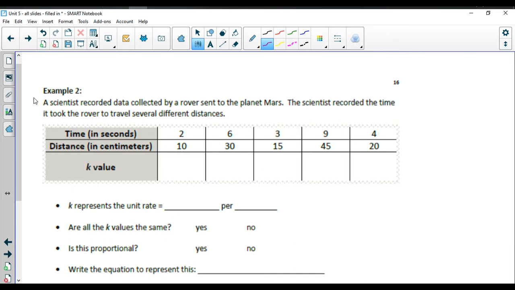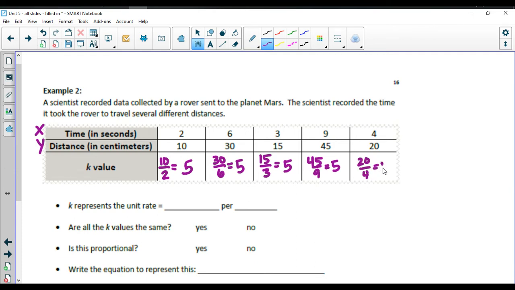We have a scientist recording data collected by a rover sent to Mars. The scientist recorded the time it took the rover to travel several different distances. In a chart like this, if they're not labeled, x is on the top, y is on the bottom. So to get our k value here, we would be doing y, which is 10, divided by 2, which is our x, and 10 divided by 2 gives us 5. In this one, we'd be doing 30 divided by 6, which also gives us 5. Here, y divided by x would look like 15 divided by 3, which will also give us 5. Here, we have 45 divided by 9, which is 5. And the final one, we have 20 divided by 4, which is 5.